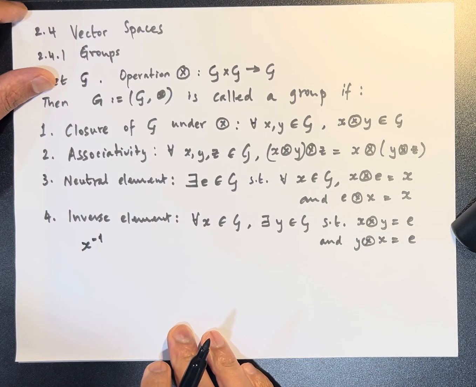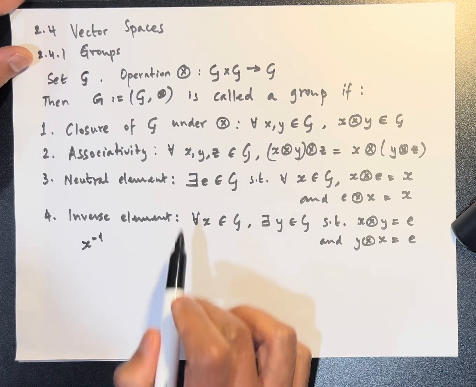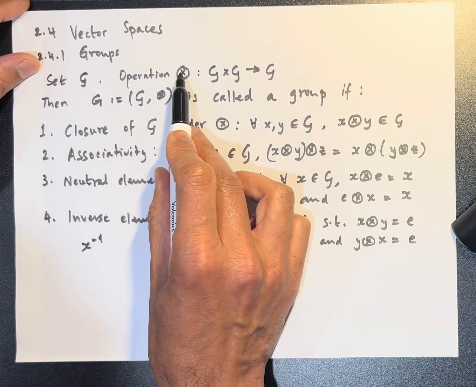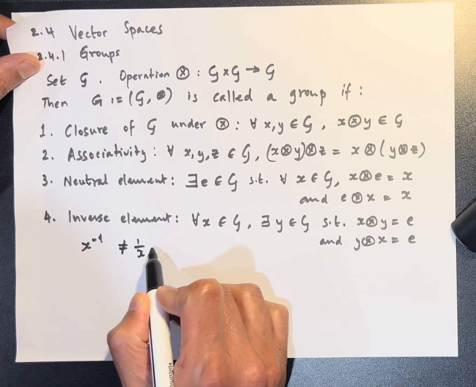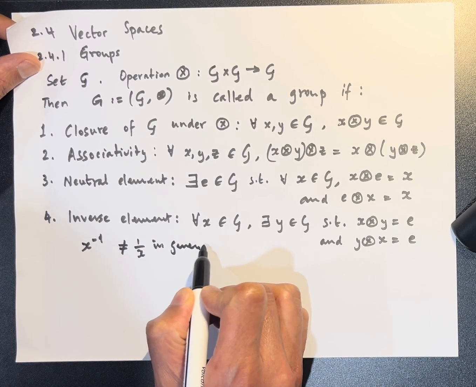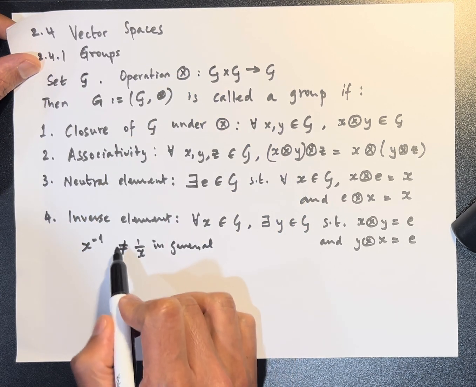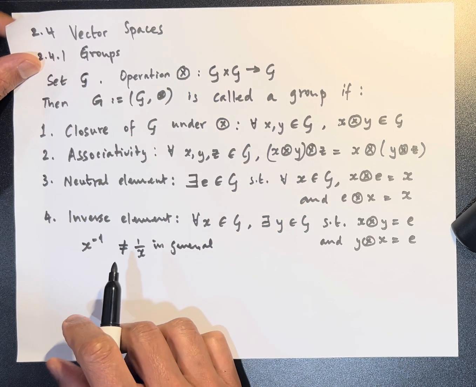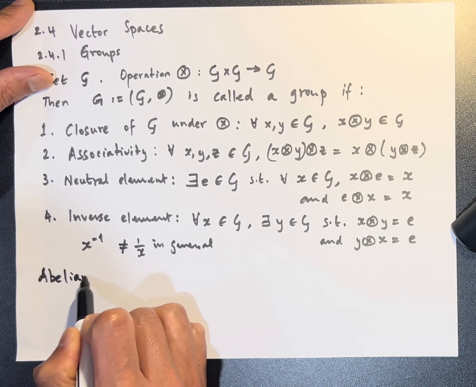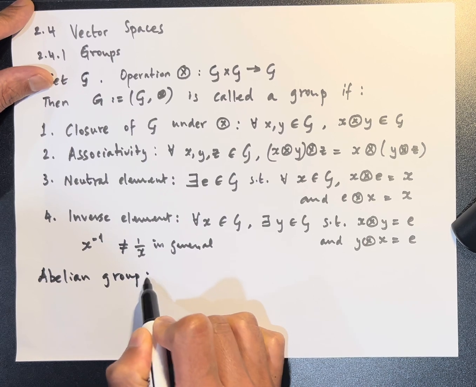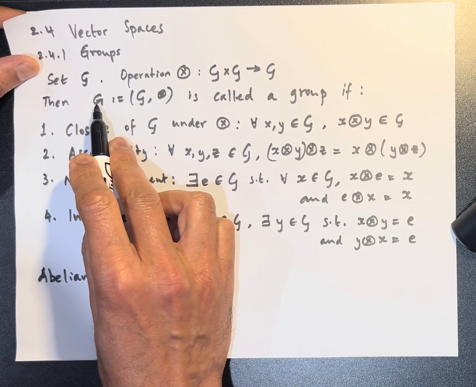x inverse. The inverse element is defined with respect to the operation, which is this operation, and this is not equal to 1 by x in general. It's equal to 1 by x only if the operation happens to be multiplication. Then there is something called an abelian group. These four are the things required for G to be called a group.